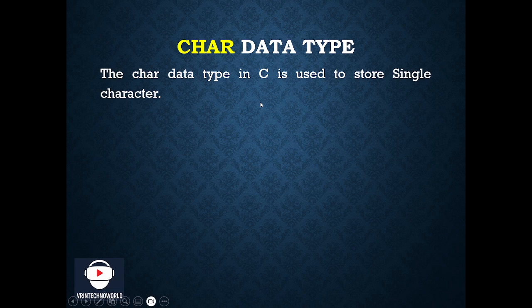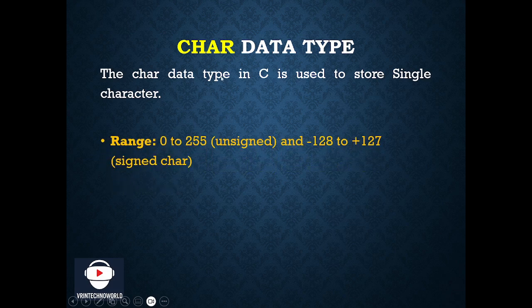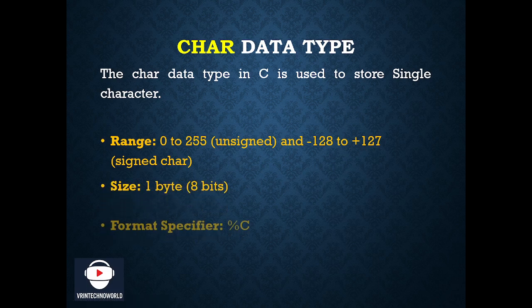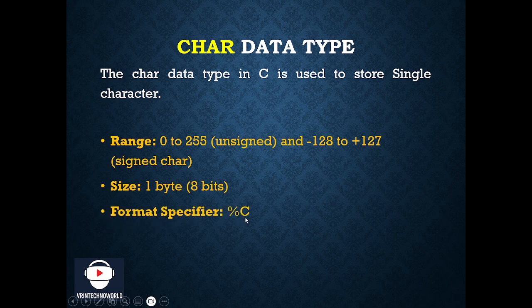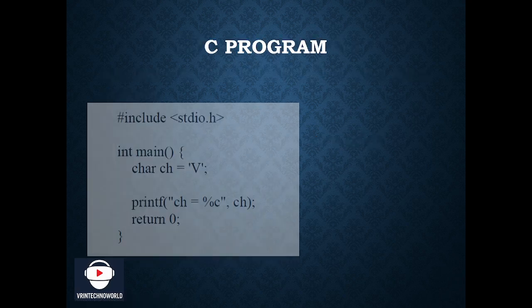All right, now the next data type, that is char data type. So char data type is having the size of 1 byte, which is equal to 8 bits. And this stores a single character. This is the main important point, that char stores a single character. And the range is from 0 to 255 in case of unsigned char. But if we are having the signed char, then we are having the range that is minus 128 to positive 127. Size is 1 byte. The format specifier is %c. So many times I've told you, so everyone just keep it in your mind.